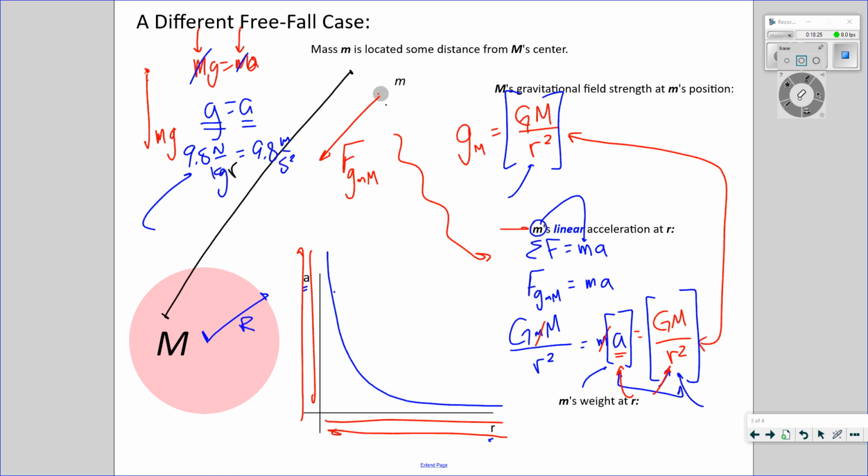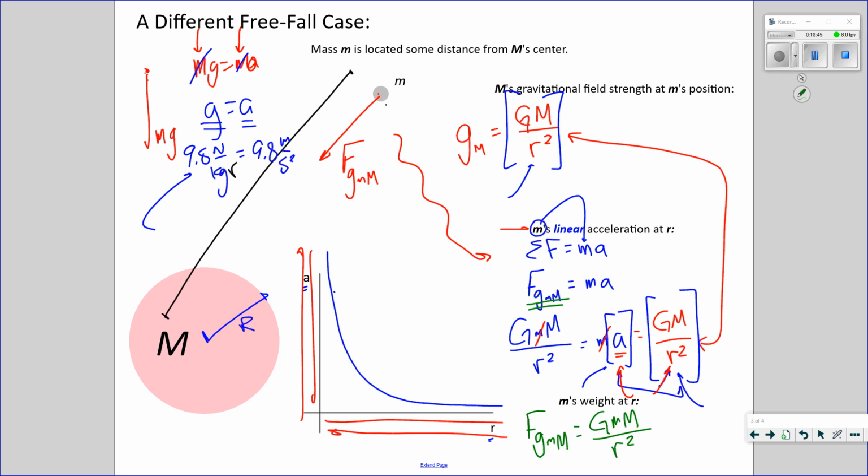Well, what that's really asking for, weight, is that, right? So the weight is the gravitational force on little m by big M. And so there we simply use the expression for the gravitational force that one exerts on the other.